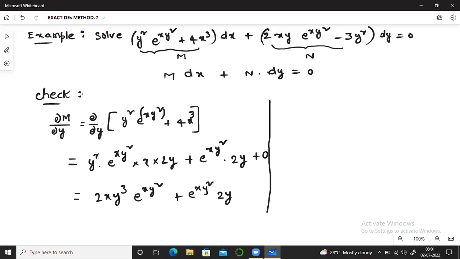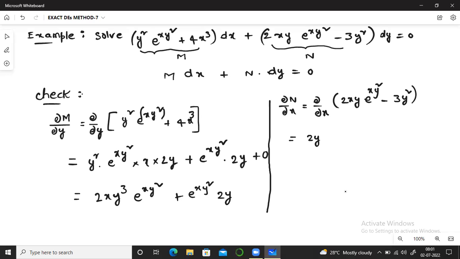Now calculate ∂N/∂x. It means you operate ∂/∂x on N. N means what? 2xy e^(xy²) minus 3y². With respect to x you are differentiating, so y is constant in this case. So in the first term, 2y I can take out, because 2 is constant and y is constant. The x and e^(xy²) terms are there.